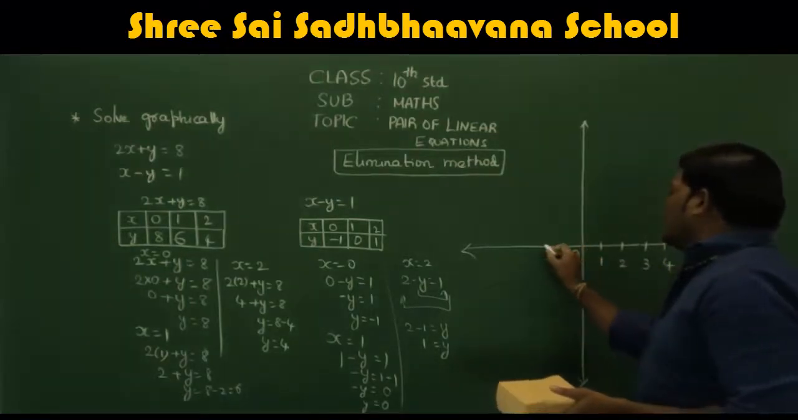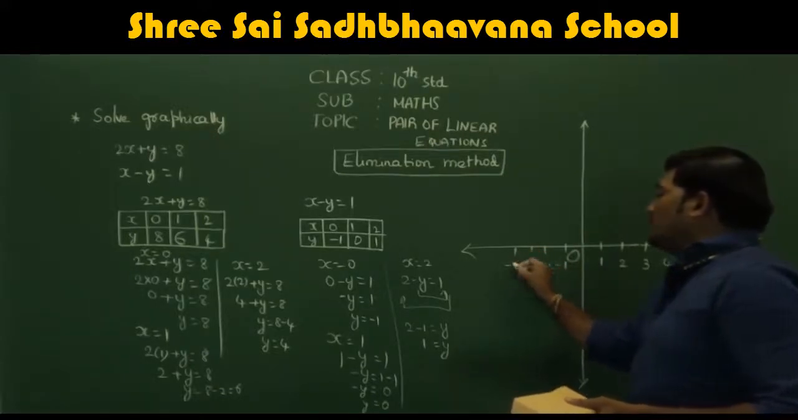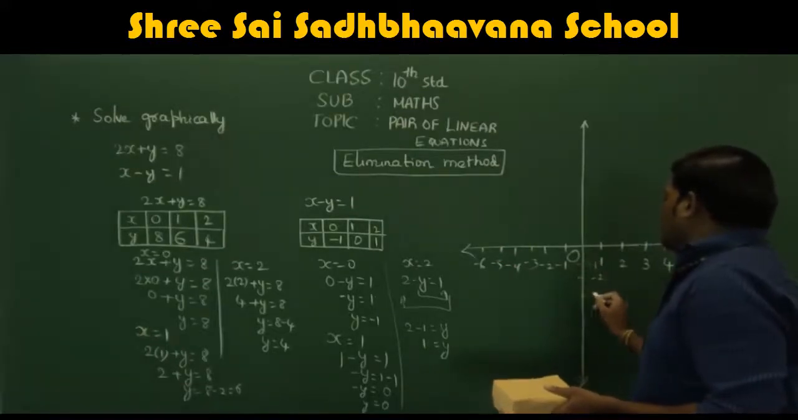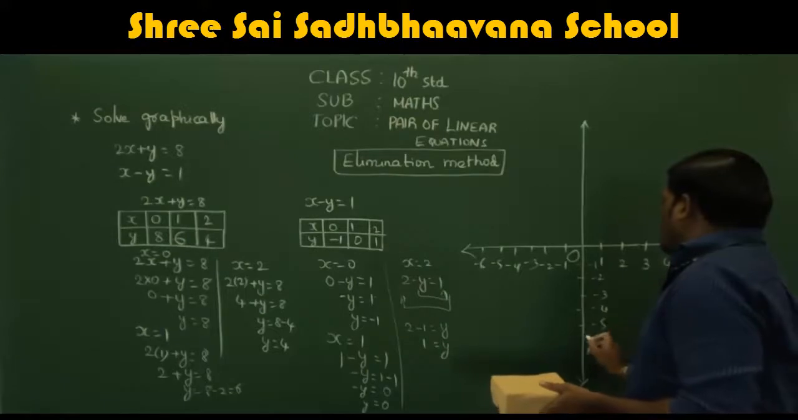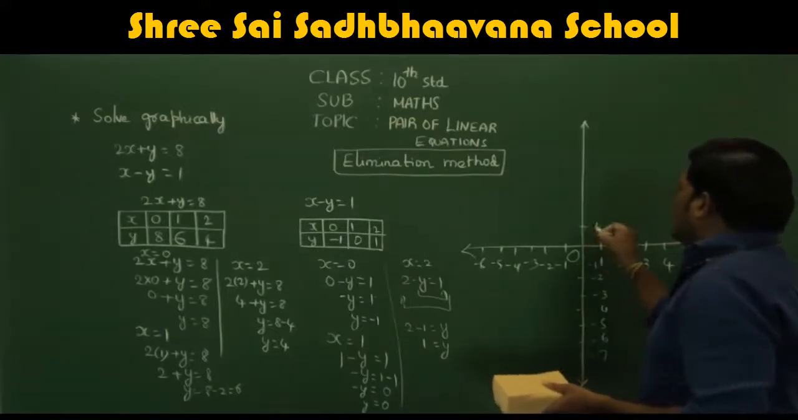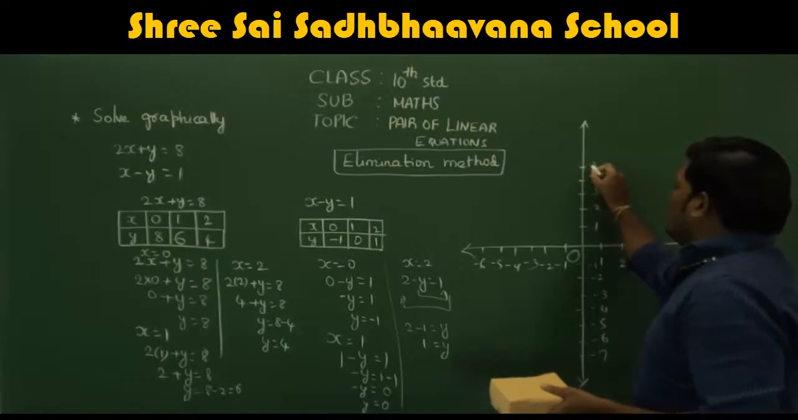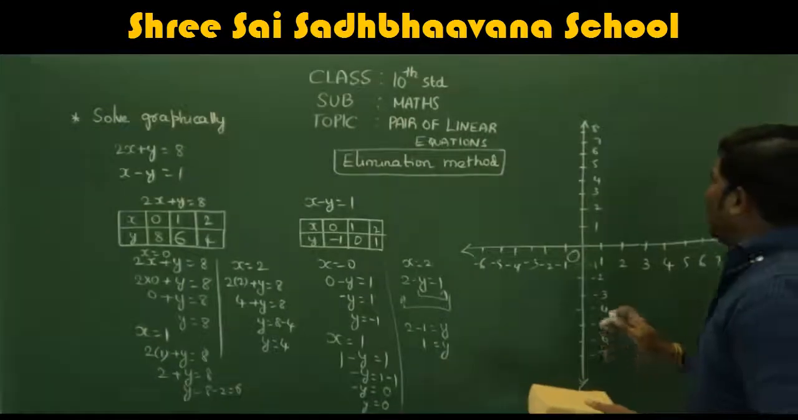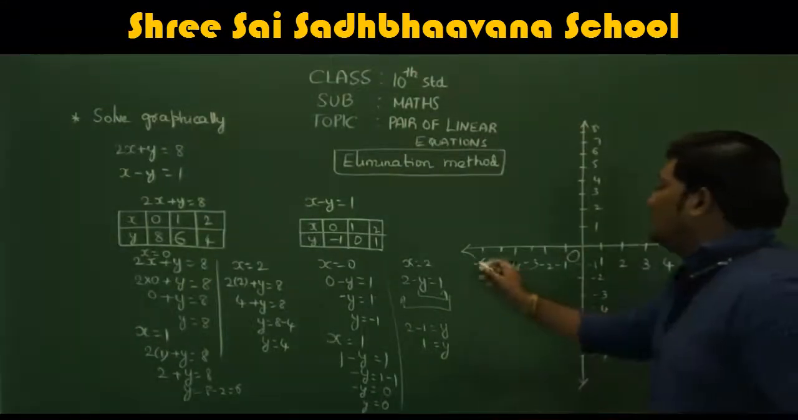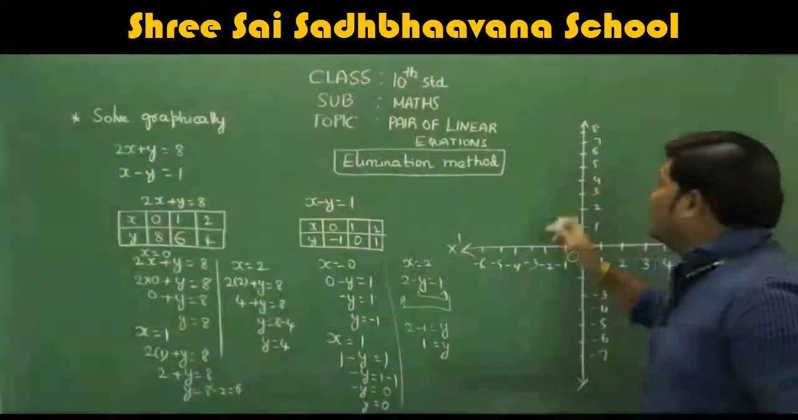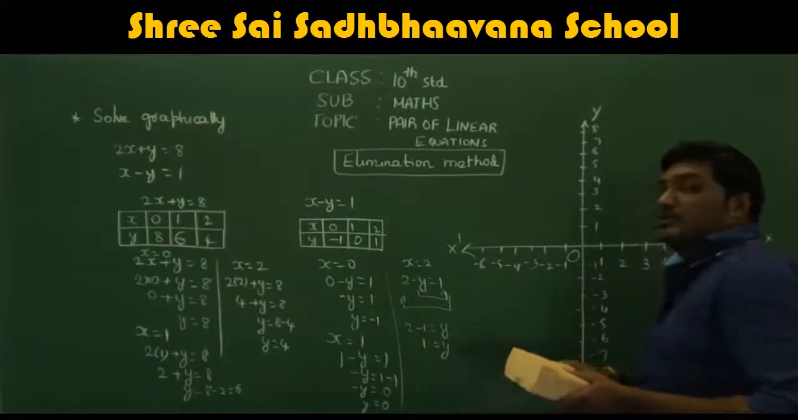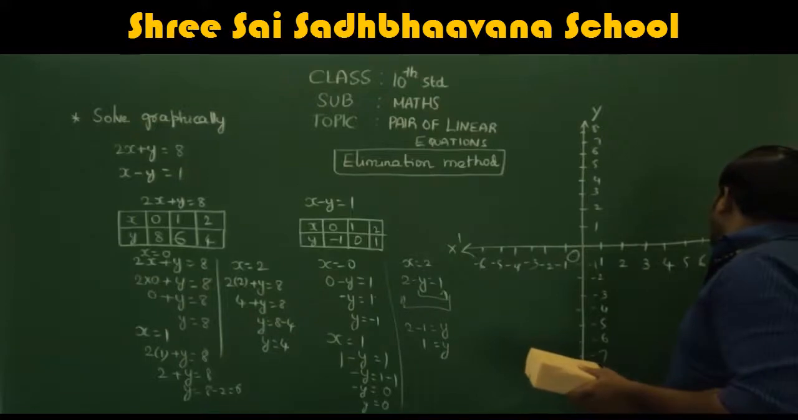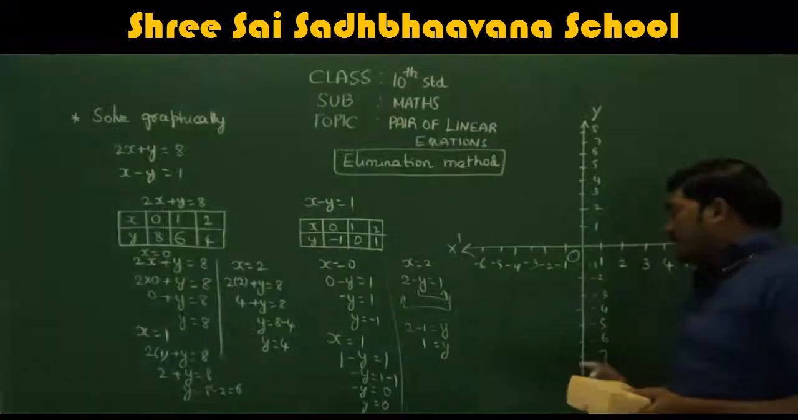8. Here again minus 1, minus 2, minus 3, minus 4, minus 5, minus 6, minus 7, and 1, 2, 3, 4, 5, 6, 7, 8. Okay? All of you know this is the positive x-axis and this is the negative x-axis, and this is the positive y-axis and negative y-axis. The negative x-axis we call x-dash, the positive x-axis we call x, the positive y-axis y, and the negative y-axis y-dash.